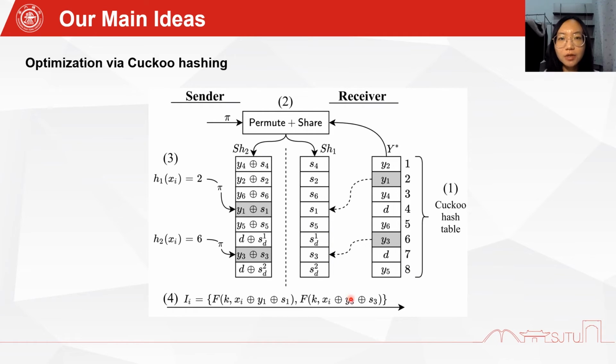This figure shows the optimization process. The receiver inputs the Cuckoo hash table filled by set Y to the permute and share. And since the sender knows the permutation pi, the sender can pick out the shares of Y1 and Y3, so that there are only 2 items in set Ii. After optimization, the overall cost of our protocol is O(n log n), where n is the size of set X and set Y.